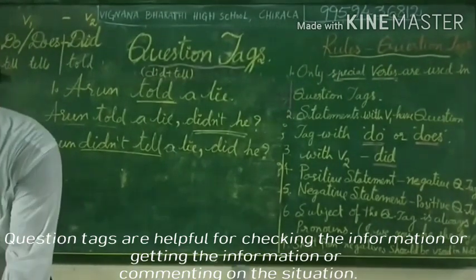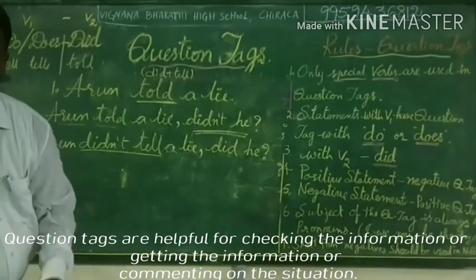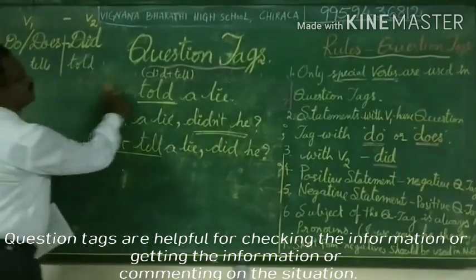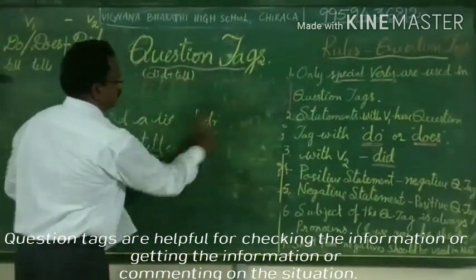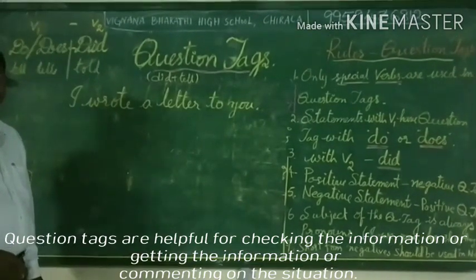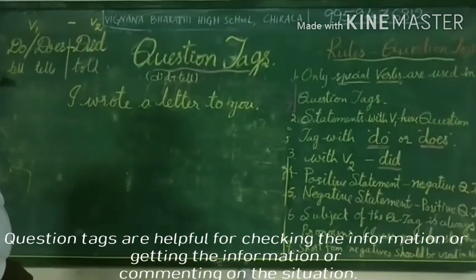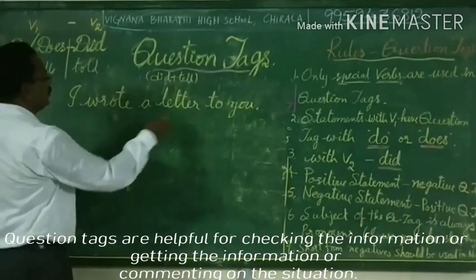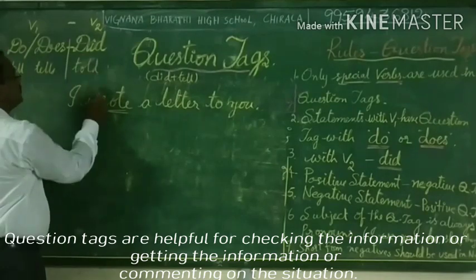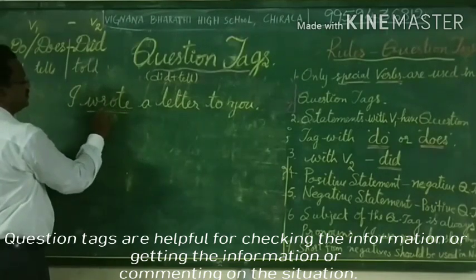One another sentence in the past tense. I wrote a letter to you. The verb part in the sentence is wrote. This is under past tense.